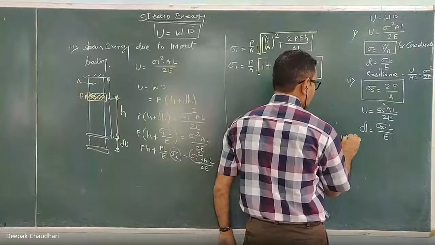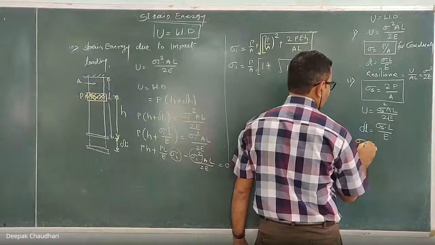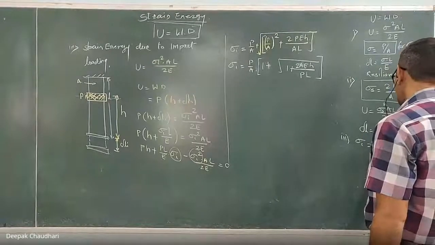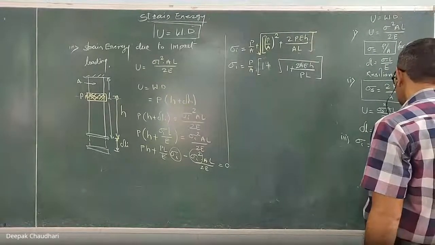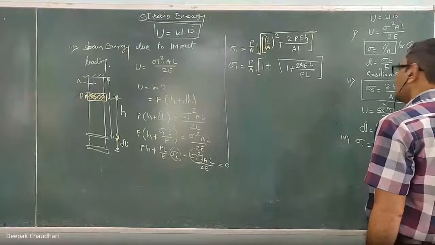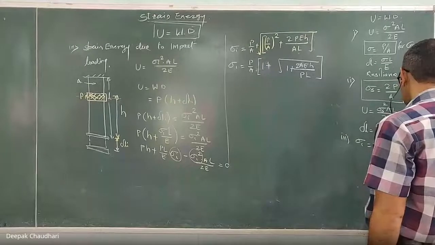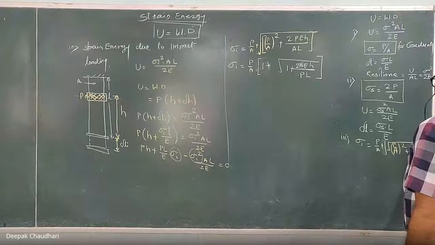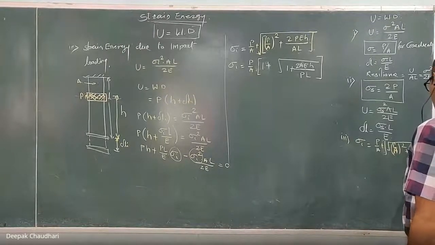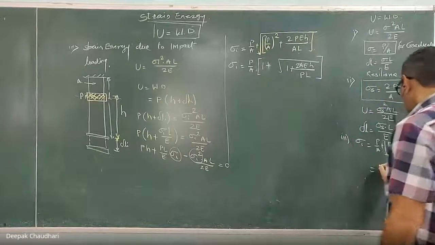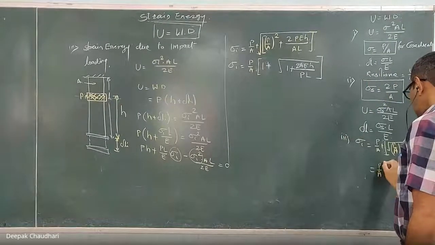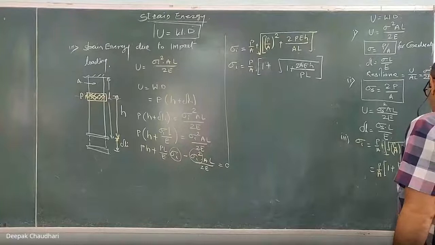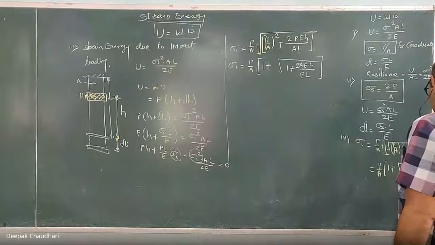The third formula is the stress induced because of the impact load, which is equal to P upon A into, in bracket, 1 plus under root of (P by A) whole square plus 2PEH upon AL. Or if I take P upon A common, then it is P upon A into, in bracket, 1 plus under root of 1 plus 2AEH upon PL.